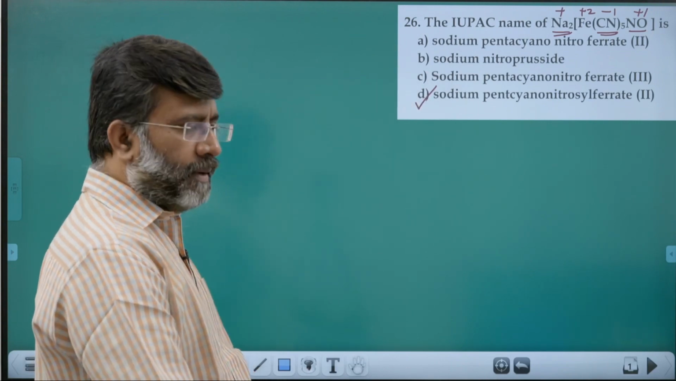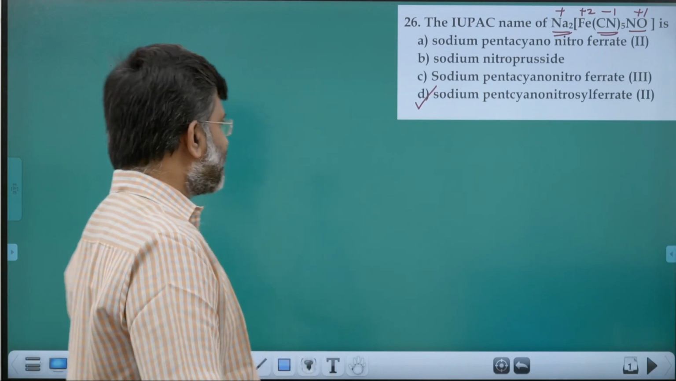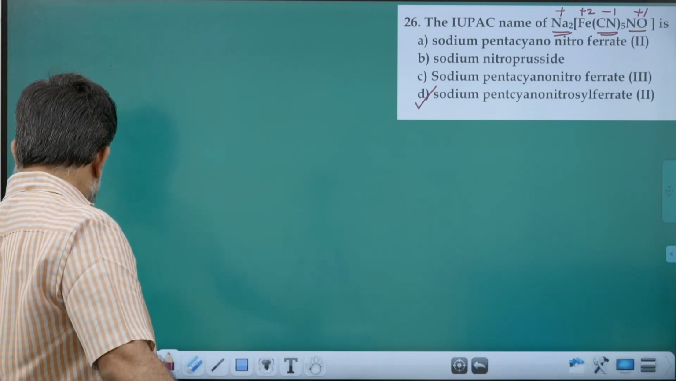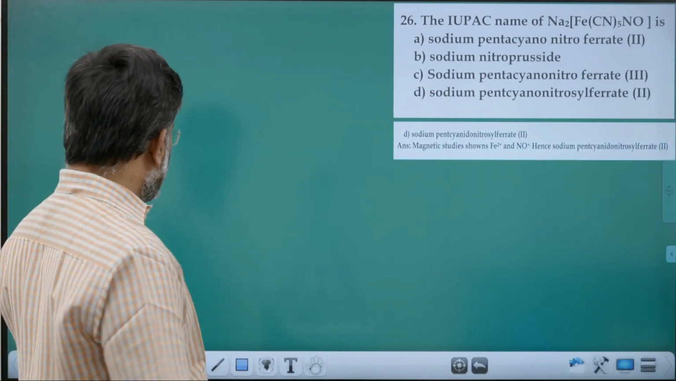Obviously, iron will be in the plus 2 state. Okay, right. So the answer is option D.